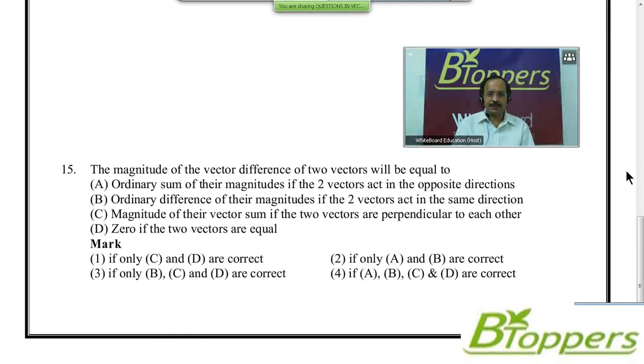The magnitude of the vector difference of two vectors will be equal to. Four statements are given here. Statement A, ordinary sum of their magnitudes if the two vectors act in the opposite directions. Statement B, ordinary difference of their magnitudes if the two vectors act in the same direction. Statement C, magnitude of their vector sum if the two vectors are perpendicular to each other. Statement D, magnitude of vector difference will be equal to 0 if the two vectors are equal.